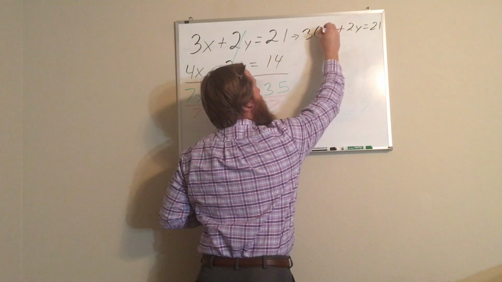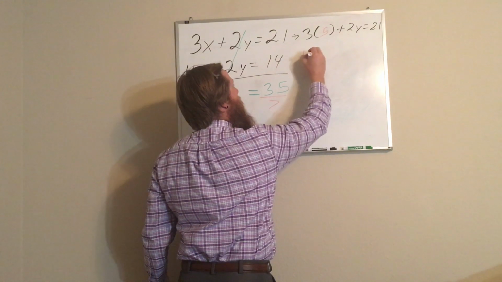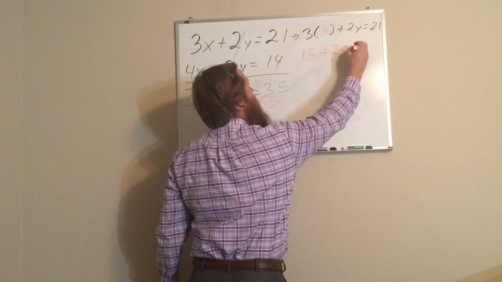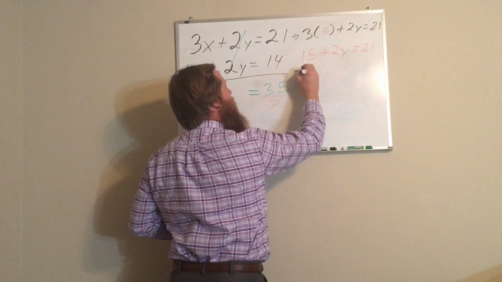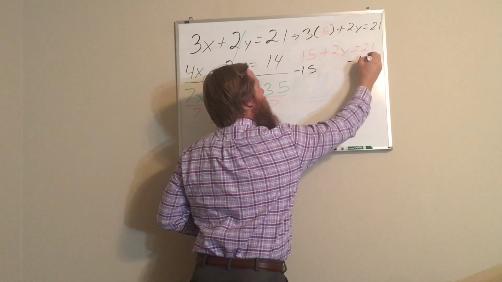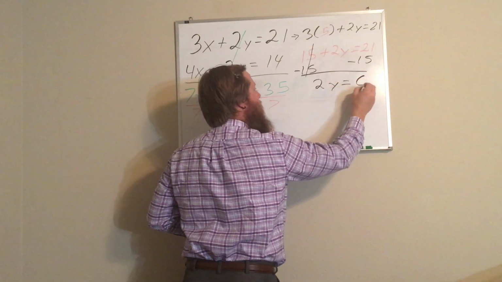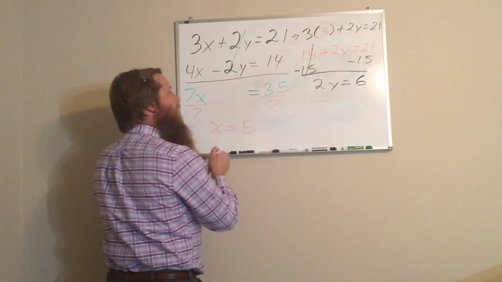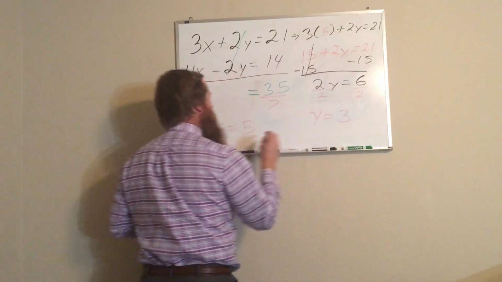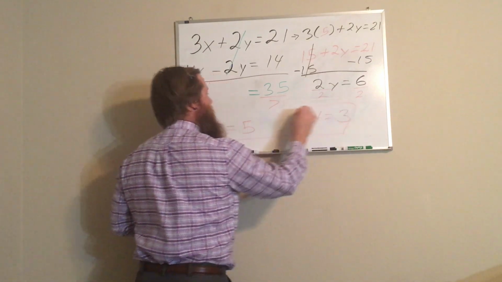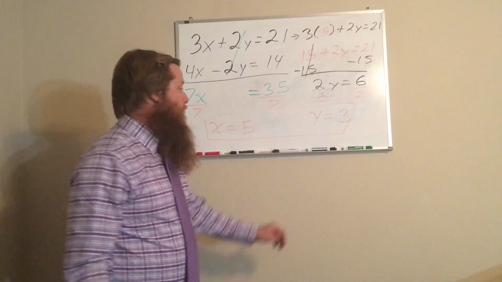So my substitution for x is 5. 3 times 5 is 15, plus 2y equals 21. If I subtract 15 from both sides, I end up with 2y equals 6. And if I divide both sides by 2, we end up with y equals 3. So we have just solved this system of equations. We have x equals 5. We have y equals 3.